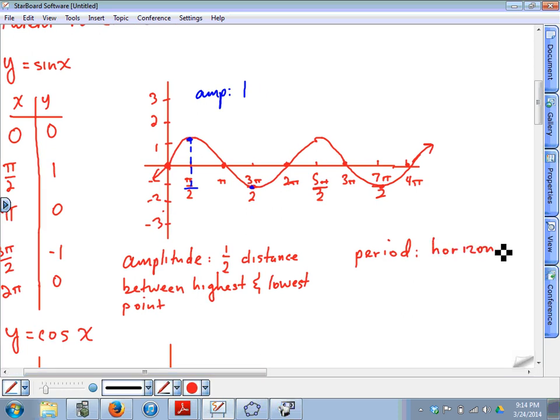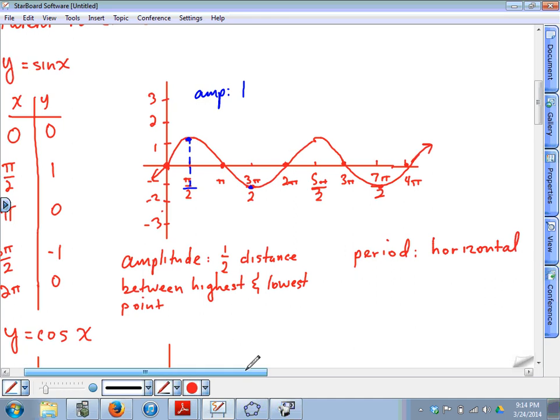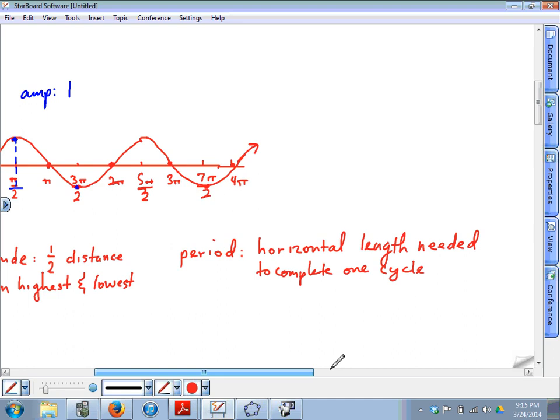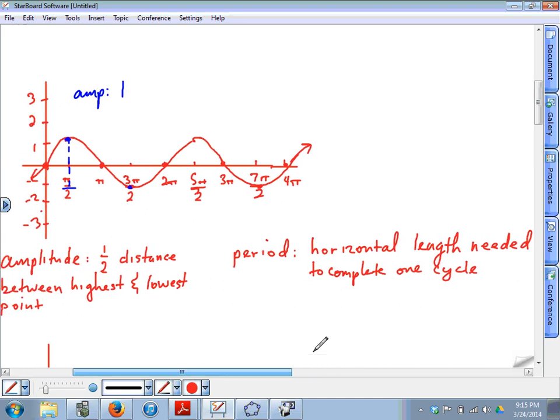The period is the horizontal length or distance needed to complete one cycle. That's the period. It's the horizontal length needed to complete one cycle of the graph. Sine and cosine have an infinite number of cycles. You just have to know where one starts and where one ends.